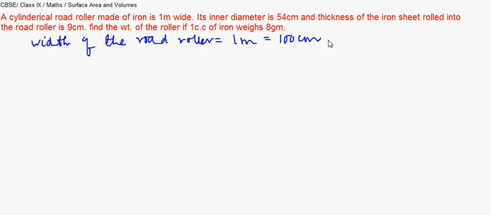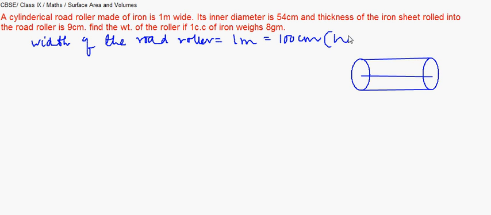The width of the roller means, if I just try to make you imagine a roller on the roads, this is how it would look like. Width means what? This is the width of it, that means it is the height of the roller. I can simply write here, this is actually the edge of the roller. Now its inner diameter is 54 centimeters, so the radius of it will be 54 by 2, that is 27 centimeter.